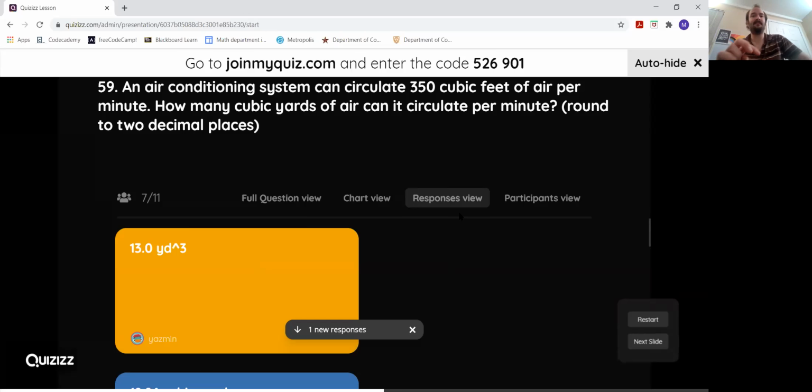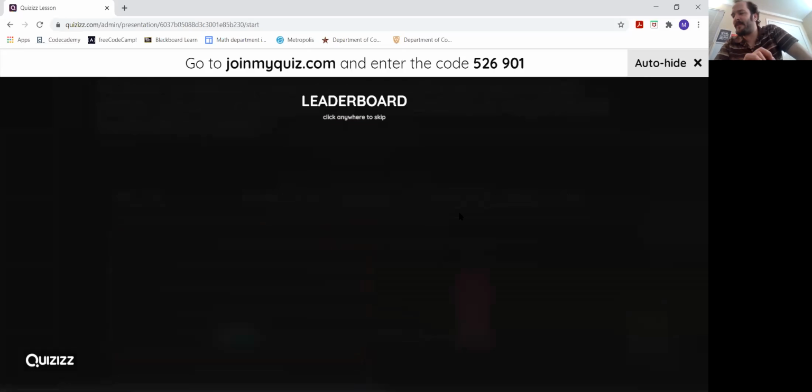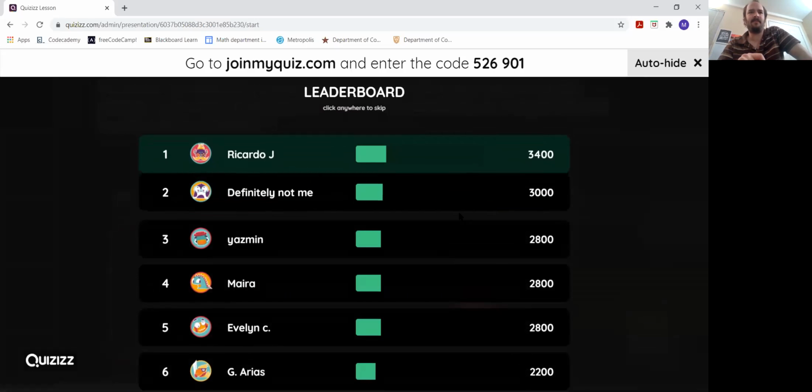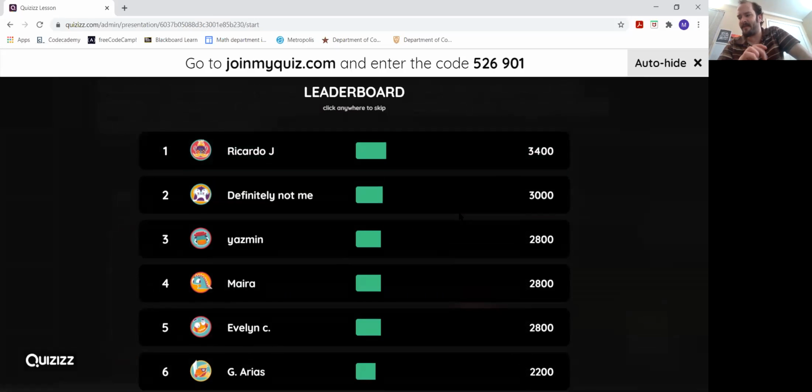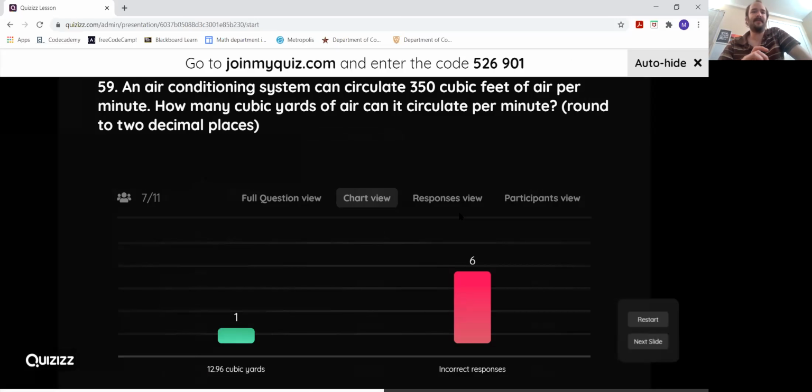Oh, I didn't hit submit. But it should be 12.96 is what you should be getting. And it should be cubic yards is where we're going. So I saw a few people had the right sort of thing and they just rounded to the wrong spot or something. I think the book just rounds to the nearest whole number.